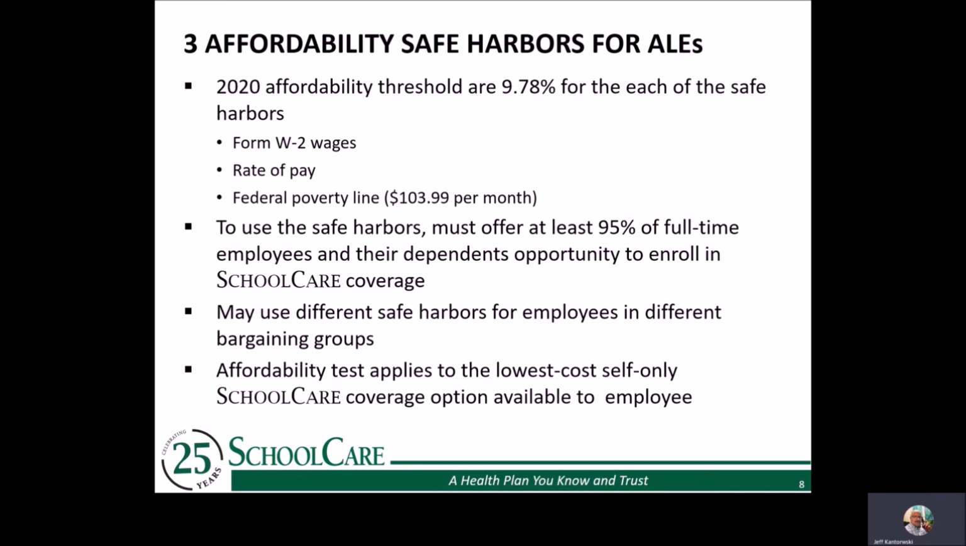To use the safe harbors, the employer must offer SchoolCare coverage to at least 95% of full-time employees and their dependents. You may use different safe harbors for varying employee classes, such as bargaining groups. And remember, the key is the affordability test applies to the lowest cost, self-only SchoolCare coverage available to the employee and not the actual coverage enrolled.